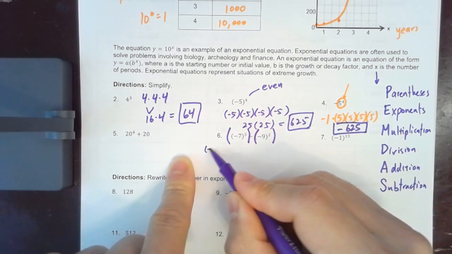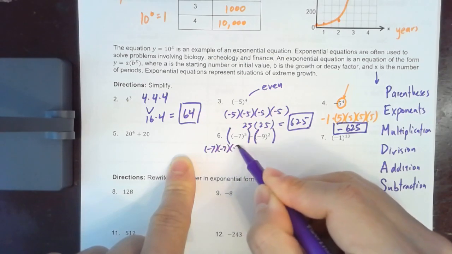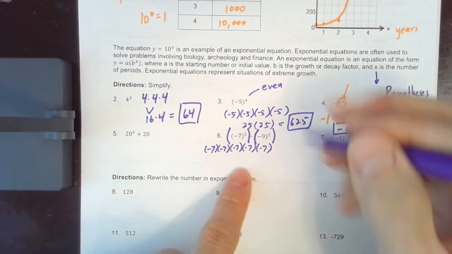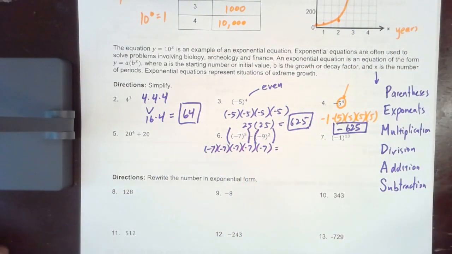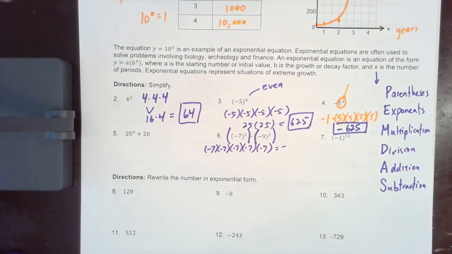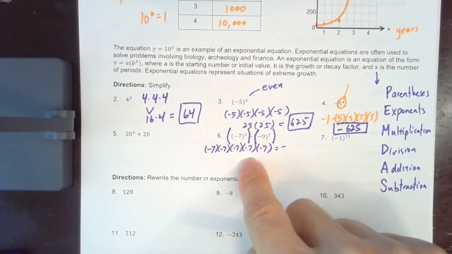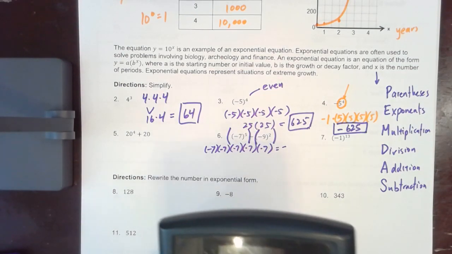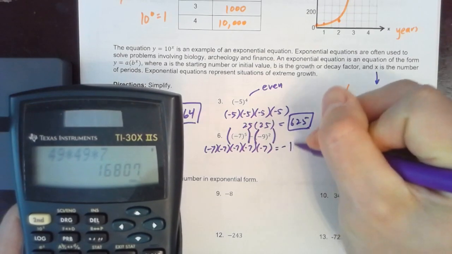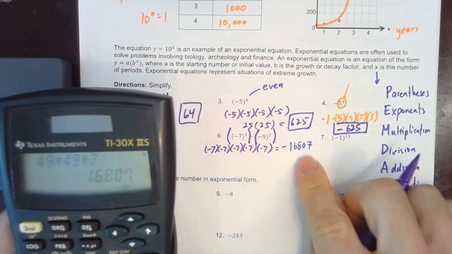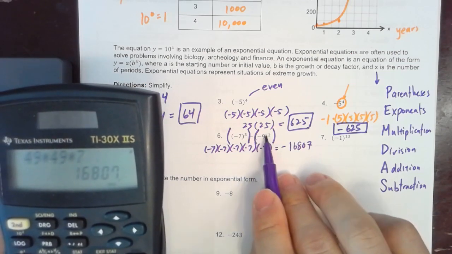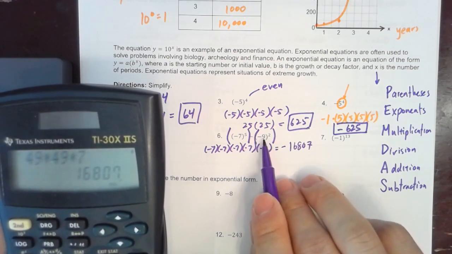But it's really just negative 7 times negative 7, 5 times, right? We know that the negative is in the parentheses, so it's actually going to be a negative product, right? The answer will be negative. And it's really just 49 times 49 times 7, which is a huge number. So I'm going to use my calculator and I get 16807, but it's negative.